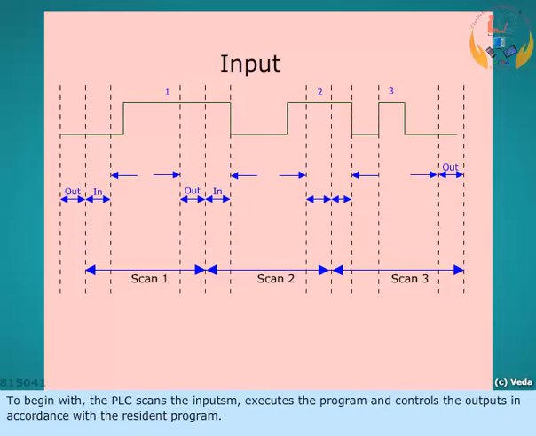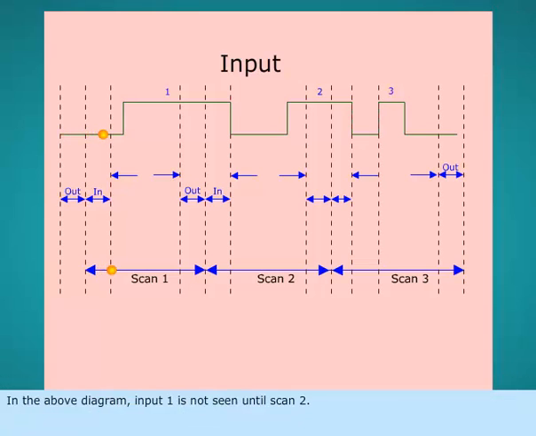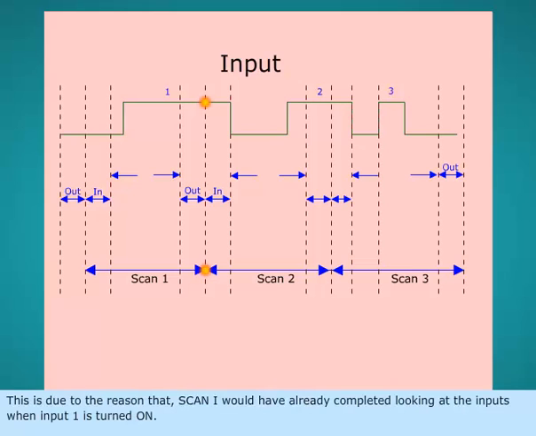To begin with, the PLC scans the inputs, executes the program and controls the outputs in accordance with the resident program. In the above diagram, input 1 is not seen until scan 2. This is due to the reason that scan 1 would have already completed looking at the inputs when input 1 is turned on.